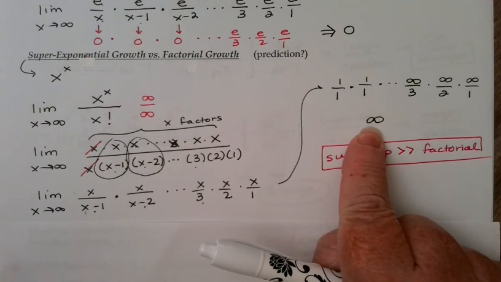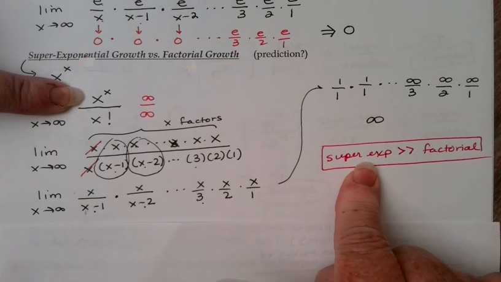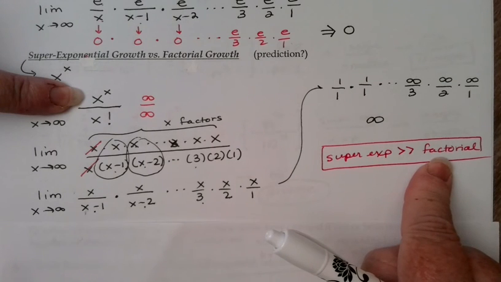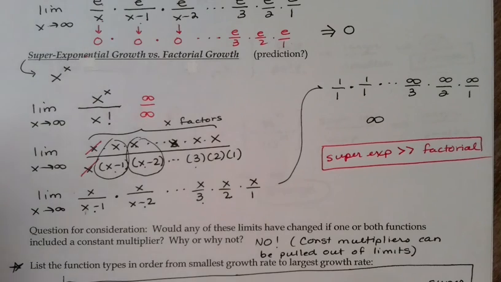Infinite limit means the larger growth rate is on top. The super exponential has a faster growth rate than the factorial. So, in order to use this in a useful way, let's consider one question, and then we're going to make a total list of all of our growth rates from smallest to largest. The quick question: would any of these limits have been changed if one or both functions included a constant multiplier? The answer is no.